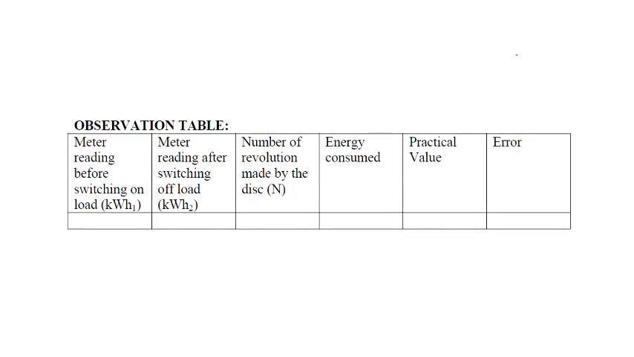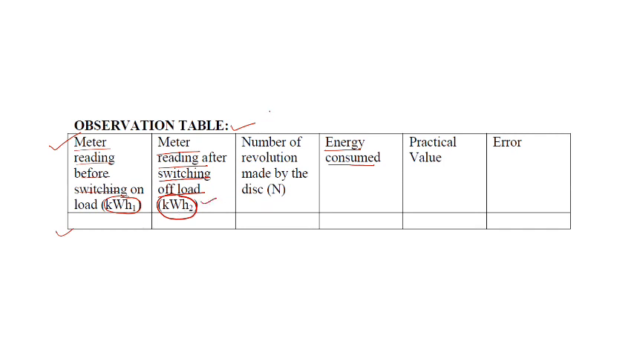Let us now check out the observation table of this experiment, and we'll know the various parameters that we need to jot down. The first column in the observation table, as discussed before also, is the most important parameter, which is the meter reading before switching on the load, denoted by KWH1. As I have already discussed, without noting down the initial value, you won't be able to tell how much energy has been consumed by your load, right? After switching on the load, you are going to note down your KWH2, which is the meter reading after switching off the load.